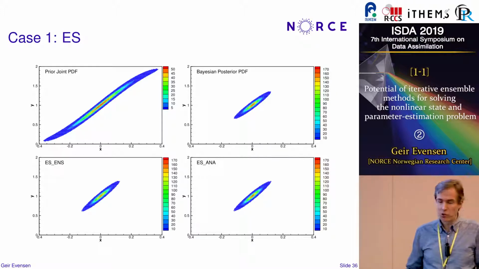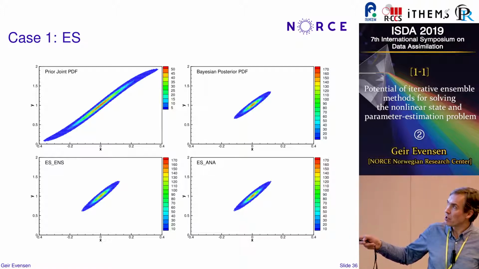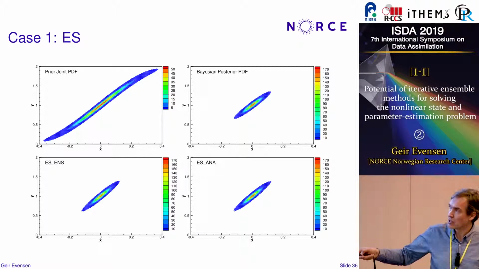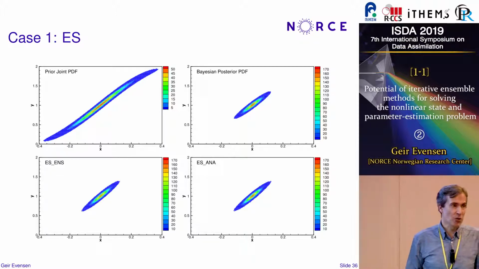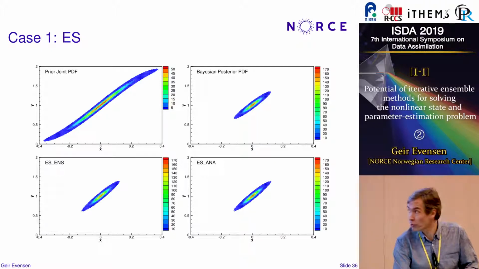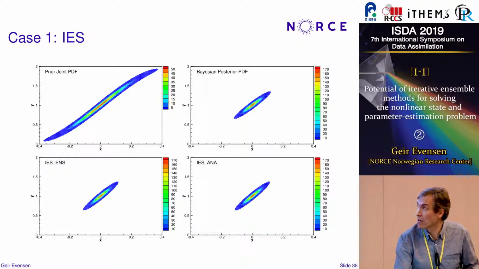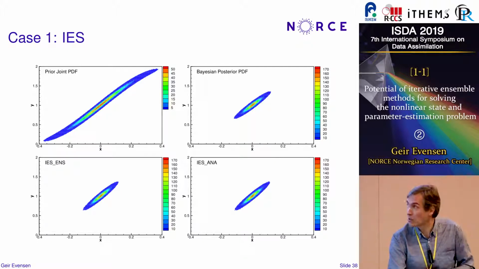For the ensemble smoother with case 1, where I have the narrow prior, you see that the model response is almost linear. And this is the Bayesian posterior, so what I'm trying to solve for. You see that the ensemble smoother with ensemble representation or analytic representation all give exactly the same result. So this problem is linear enough for the ensemble smoother to work. And the ESMDA and IES also give very similar results. So all the methods are working and handling this case.